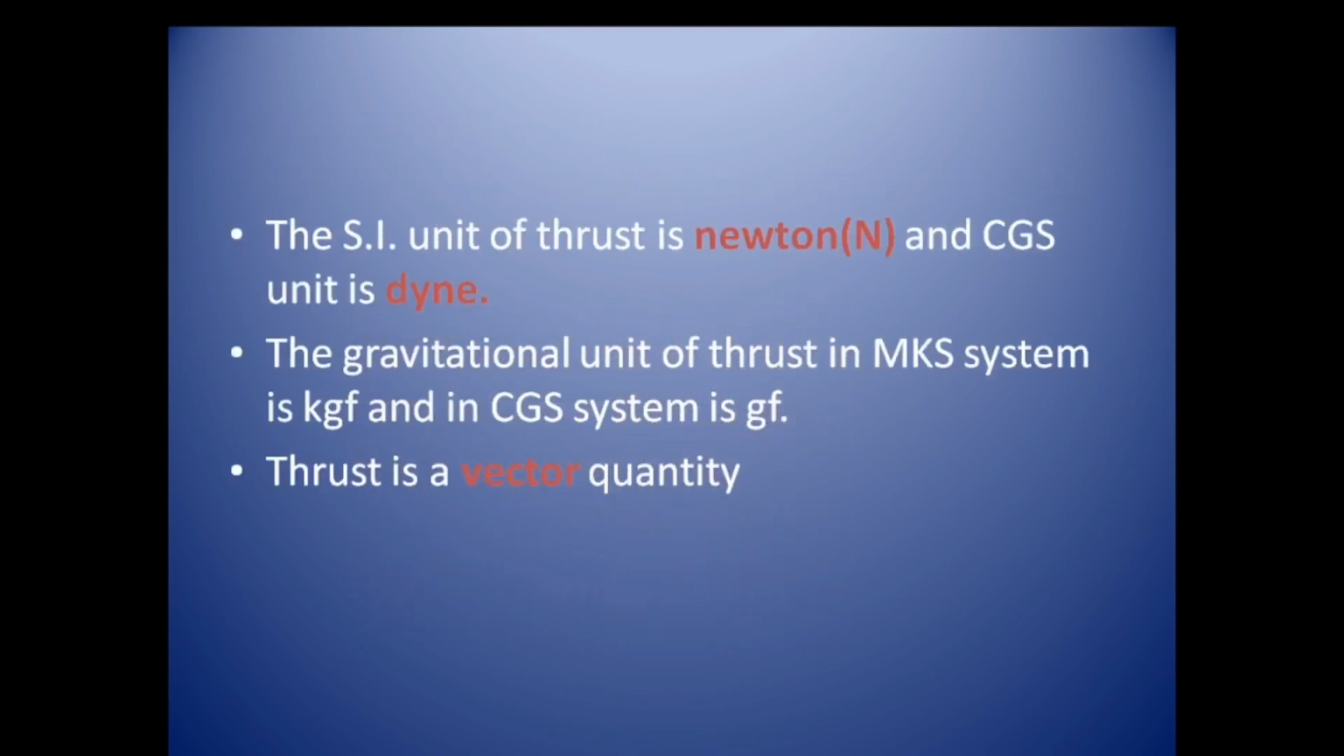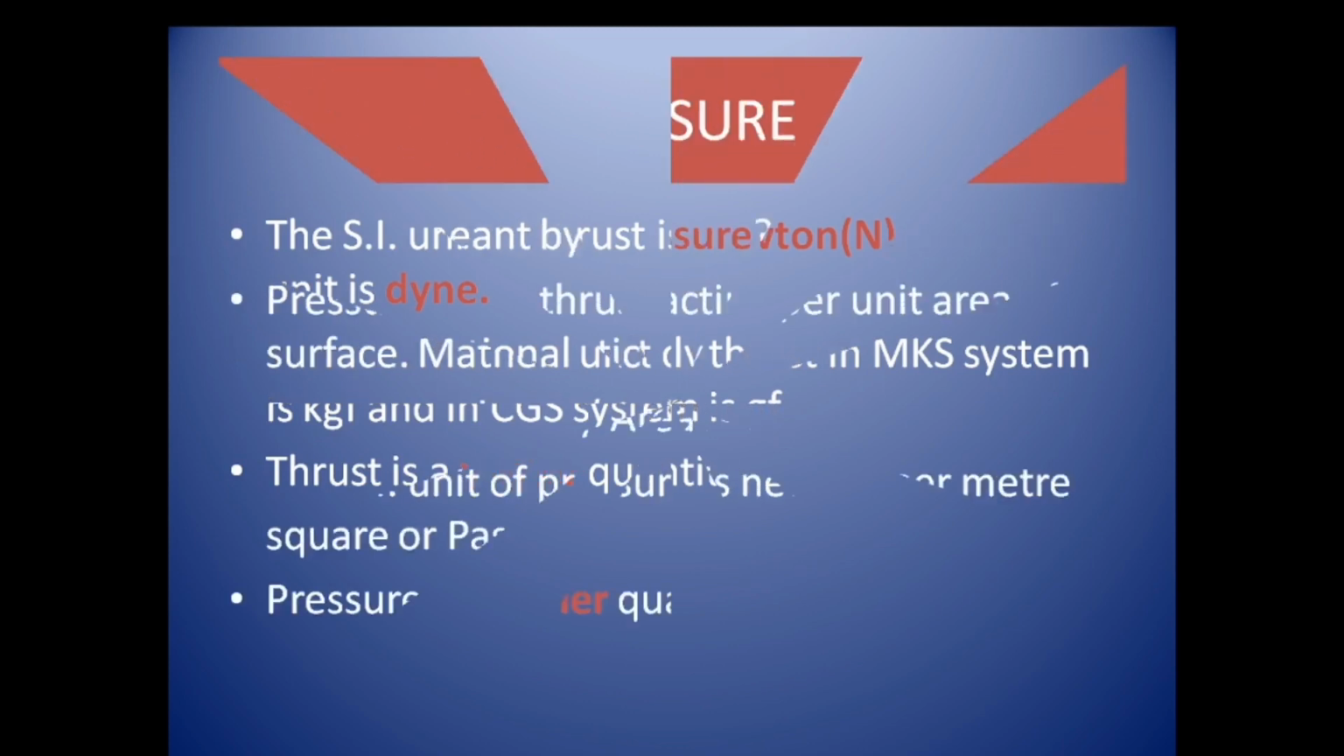As thrust is a force, so its SI unit is Newton and CGS unit is Dyne. The gravitational unit of thrust in MKS system is kgf and in CGS system is gf. Thrust is a vector quantity.